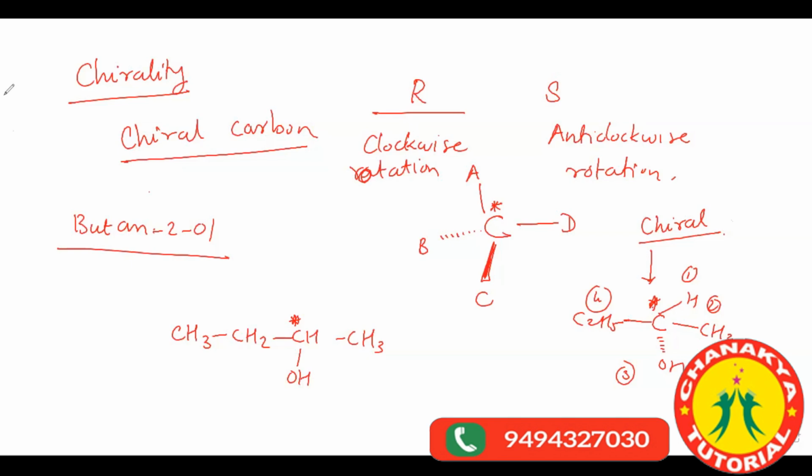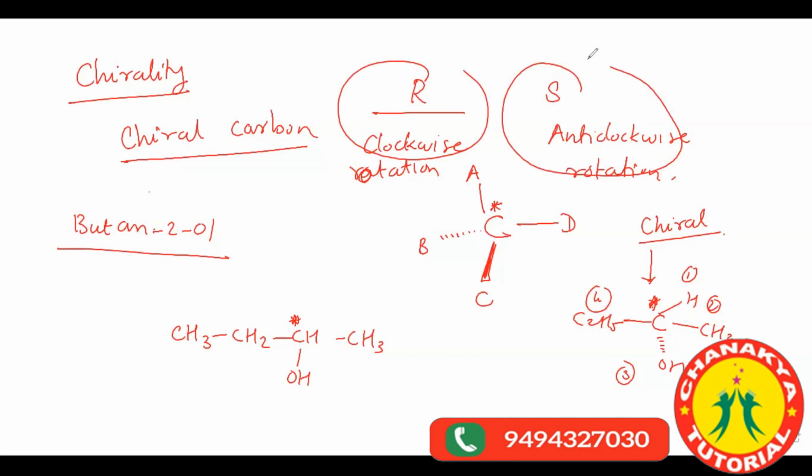And if it is said to be chiral, it is stereoactive, we can say. It can show the stereochemistry. Understand? It can show the rectus and sinister rotations. Rectus means clockwise rotation, sinister means anti-clockwise rotation. And that depends upon the priority order of the substituents present on that chiral carbon.